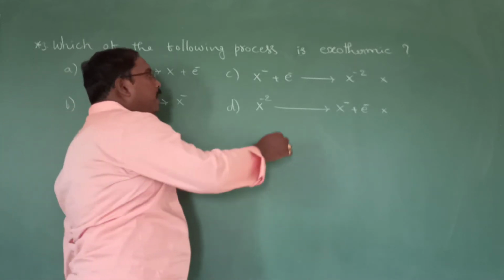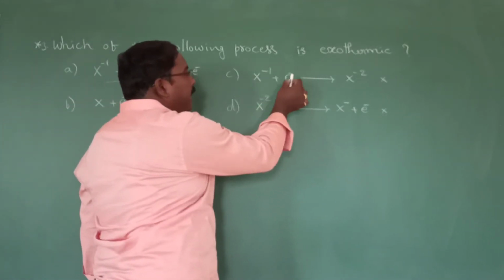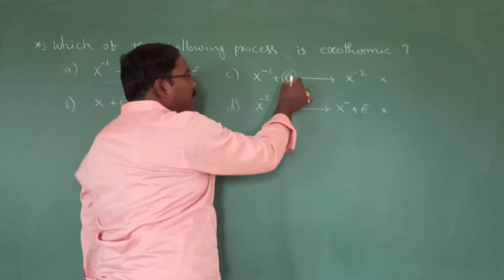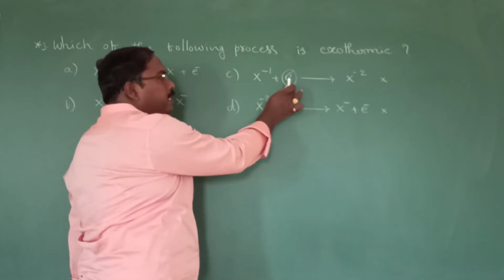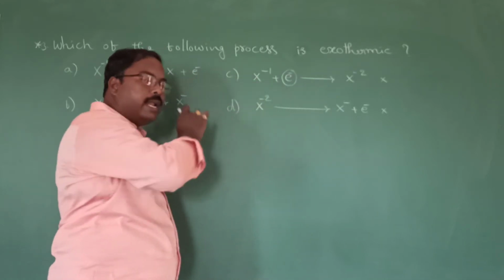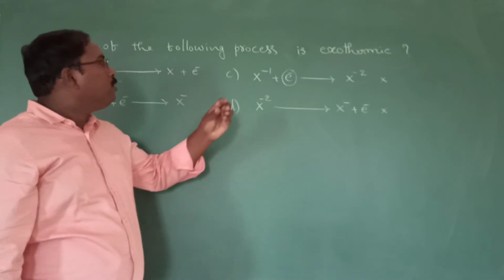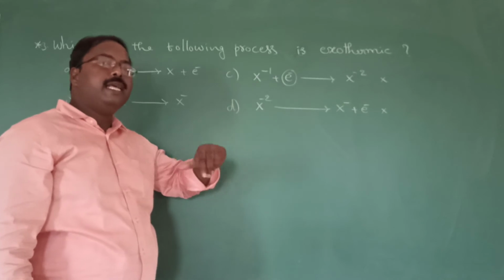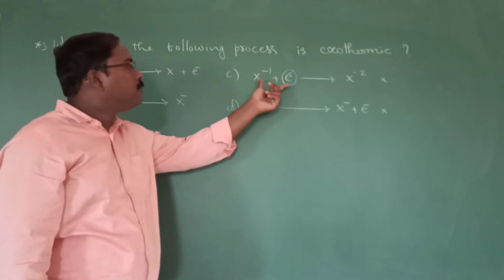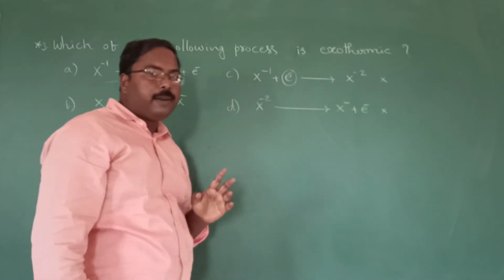Because that is what we already discussed. We are adding a negatively charged electron to a negatively charged ion. So there will be repulsions. So to overcome the repulsions, some energy should be supplied. So this process is also endothermic.